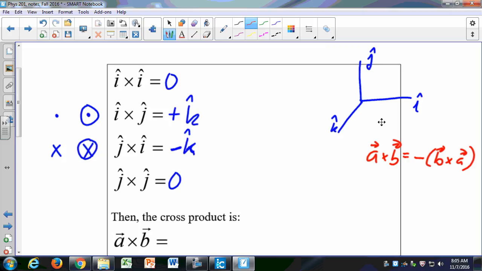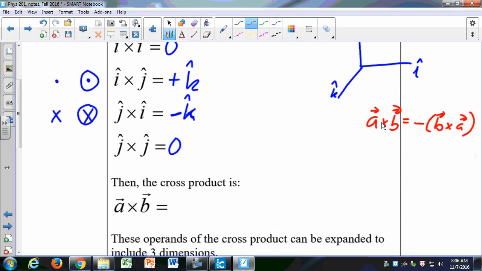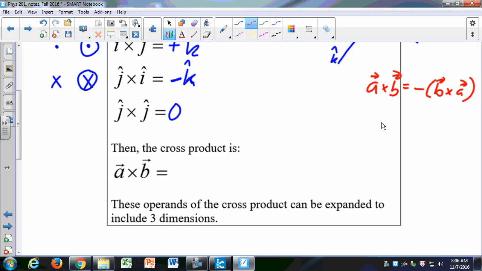Okay, so then our cross product becomes, we go back to what we did for FOIL, AxBy K minus AyBx K.